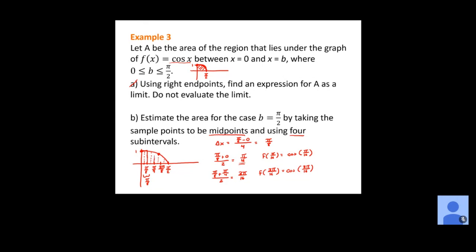Same thing with the next rectangle. It's actually going right here. It's just that part of it's inside, part of it's outside. Same thing with this next one. It's going from here to here. And then this last one is going to be right here.